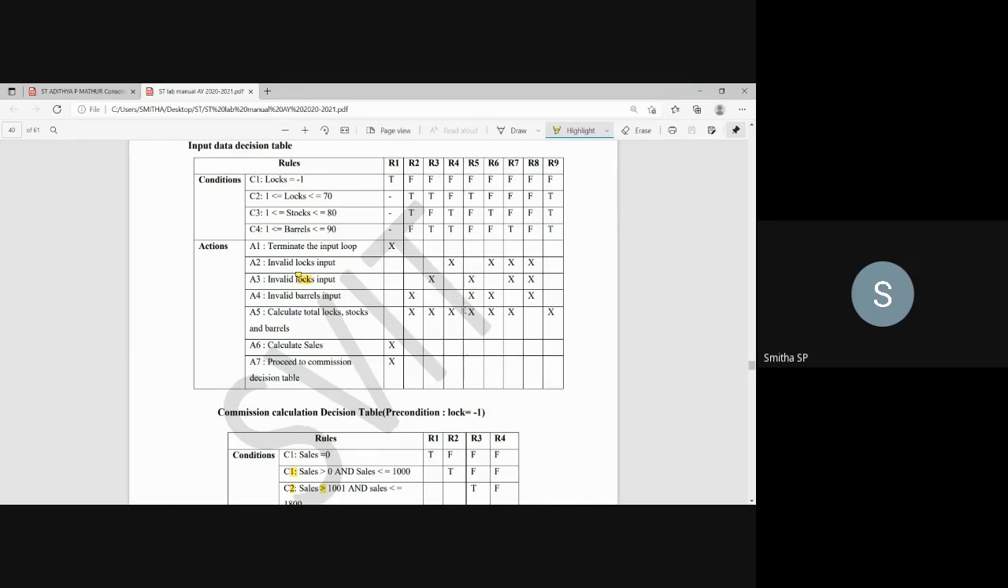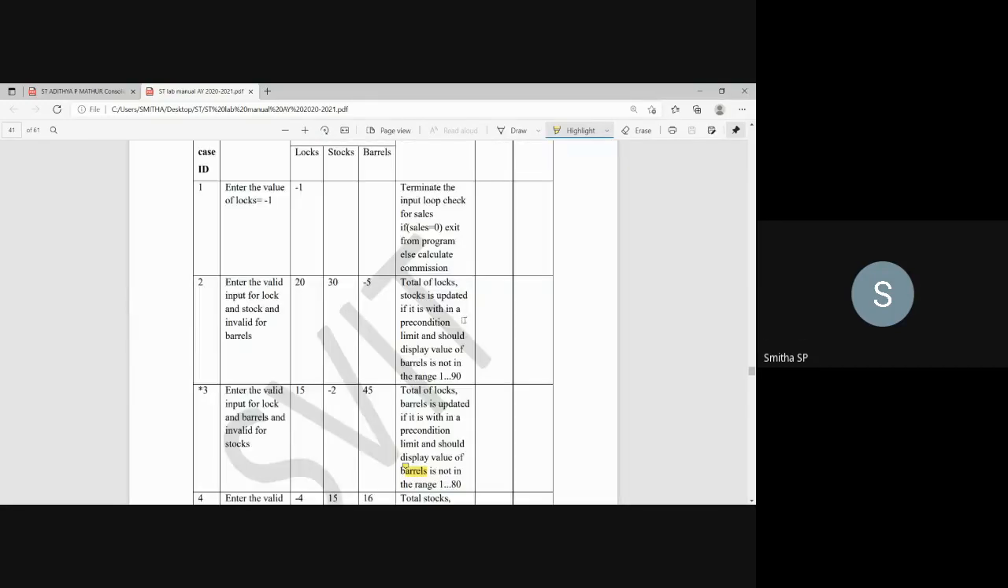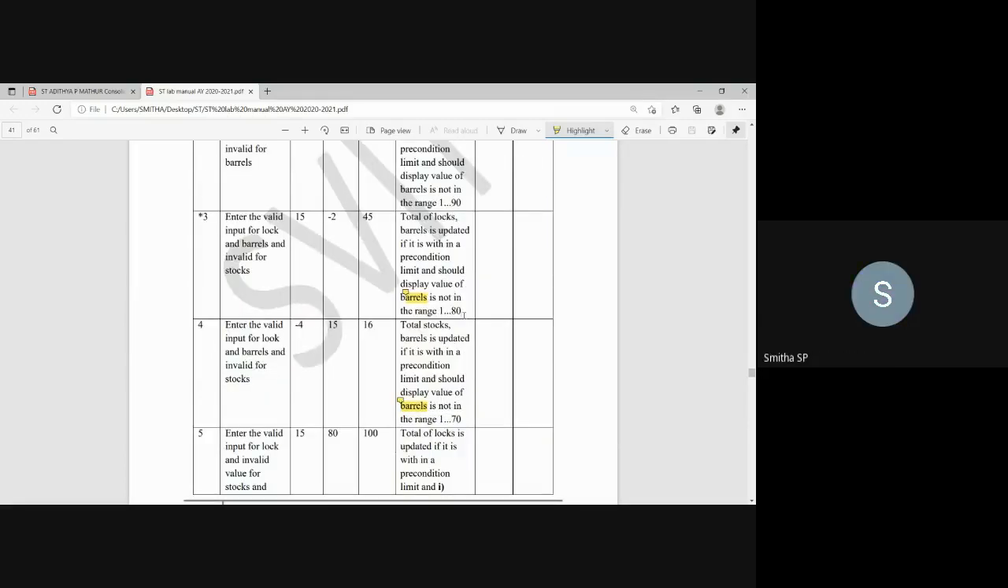Got it now? So likewise, by looking into these rules, you have to write the test cases. Got it? Yes, yes, ma'am.